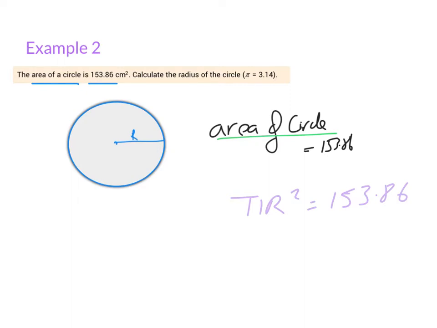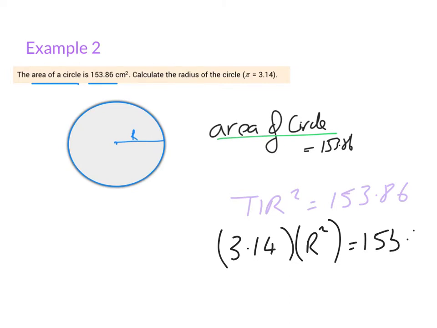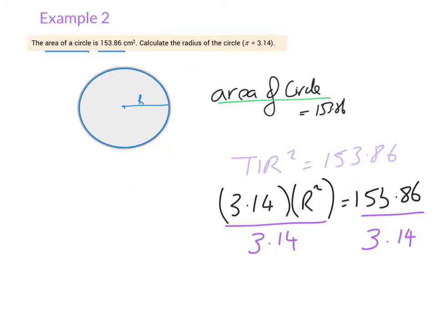Step 2, fill in what you know. It says calculate the radius of the circle. It says pi is 3.14. So now that's going to be 3.14 multiplied by r squared equals 153.86. And step 3, solve for my unknown. So what's my unknown here? My unknown is r. So the first thing I'm going to do is get rid of this 3.14.